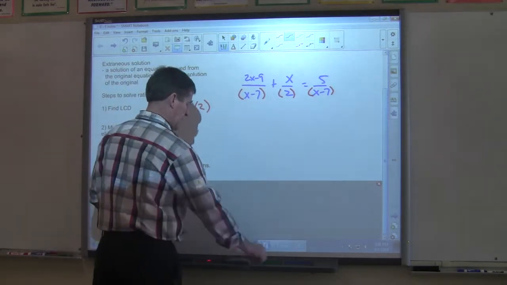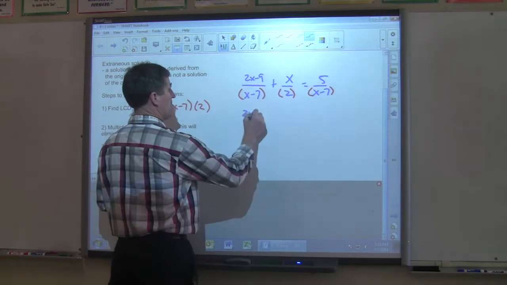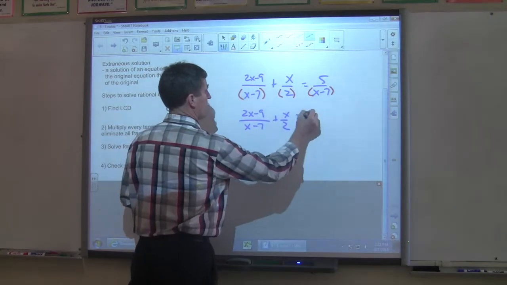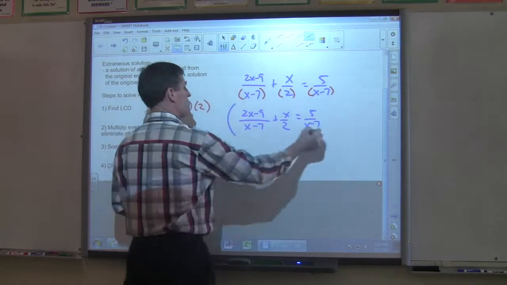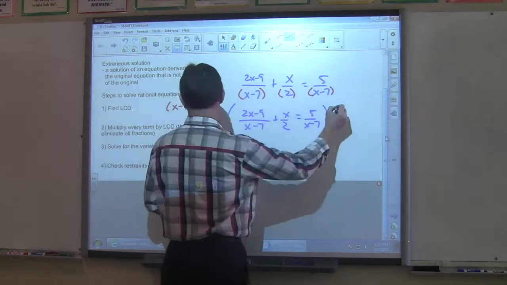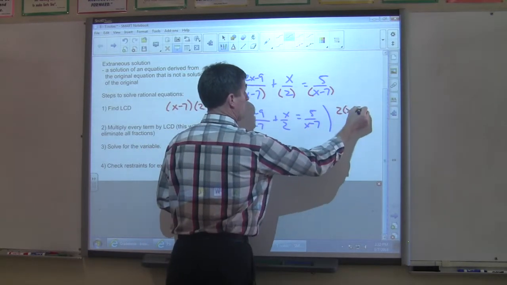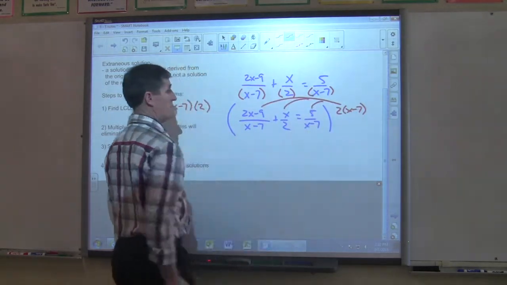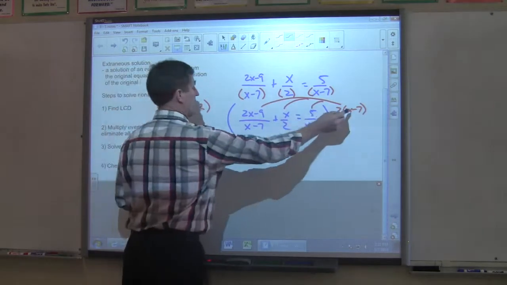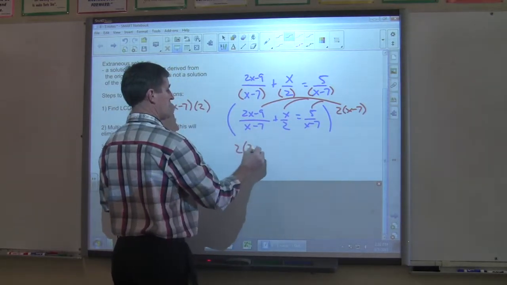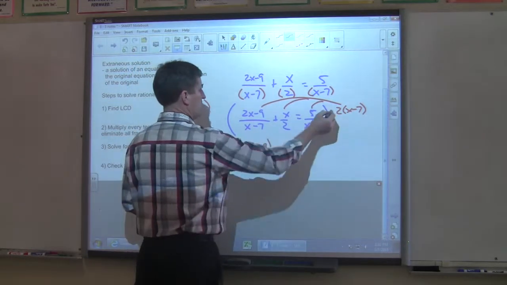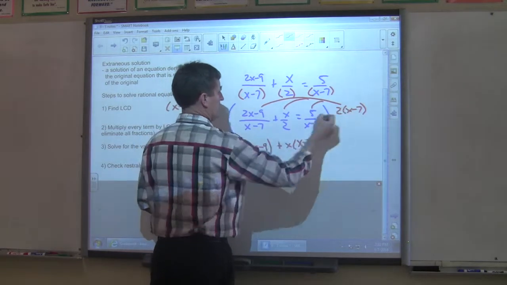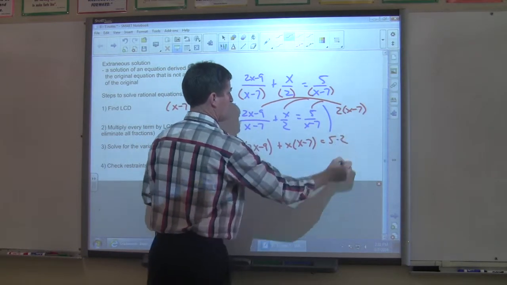So now I'm going to come back to this, and I'm going to multiply this all by that least common denominator, 2 times (x minus 7). So again, I multiply that times each term. Here, the x minus 7's cancel, so I get 2 times (2x minus 9). Here the 2's cancel, so I get x times (x minus 7). And here the x minus 7's cancel, so I get 5 times 2.